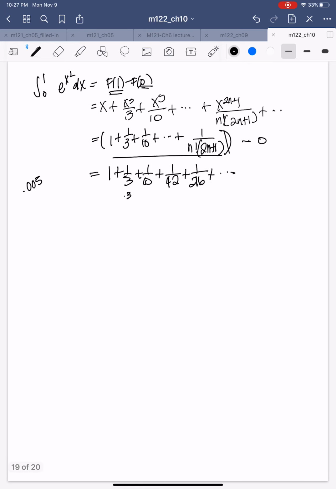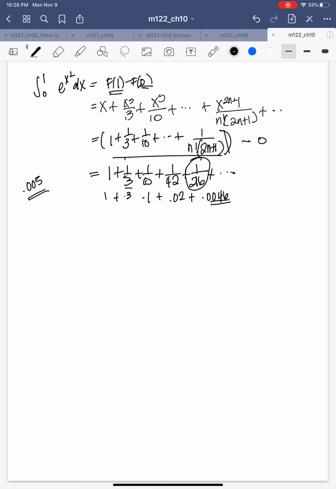0.005, yeah. So 1 over 10, changing to the decimal, that's 0.1. This 0.3, repeat it. 1 over 42, that's 0.02. We are getting smaller, that's good. 1 over 216 is 0.0046, so that's good. 0.005. So that's where I know that this is my error bound.